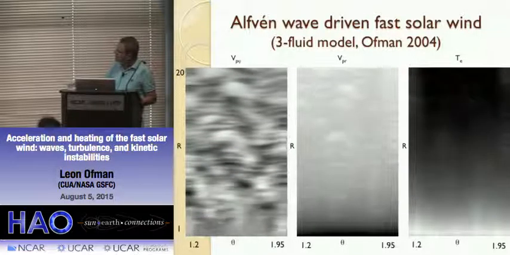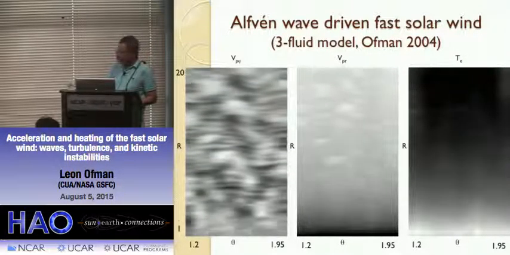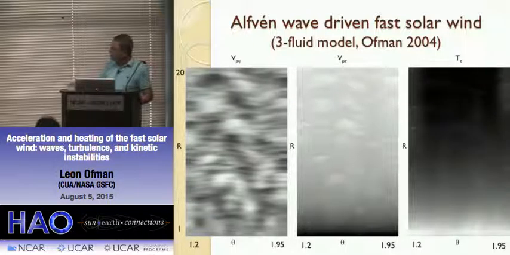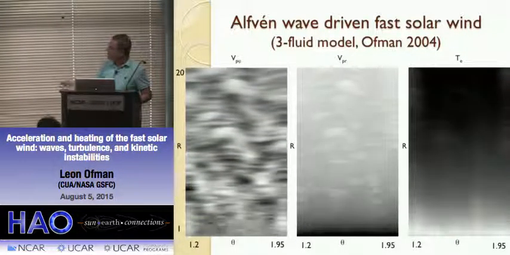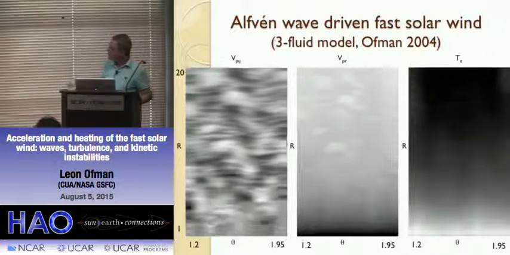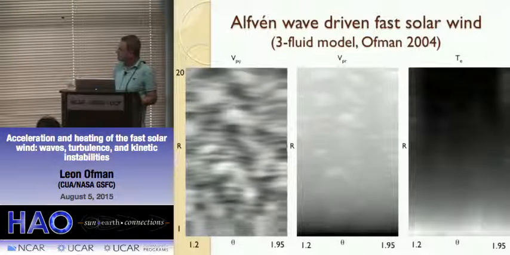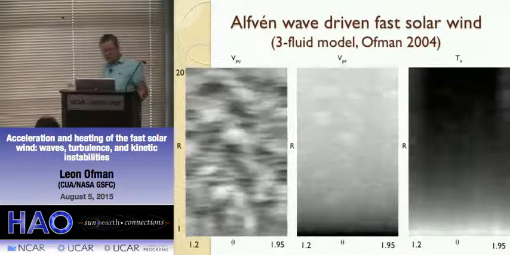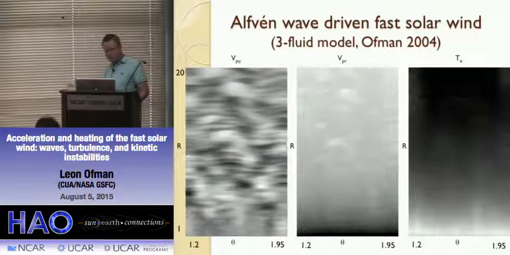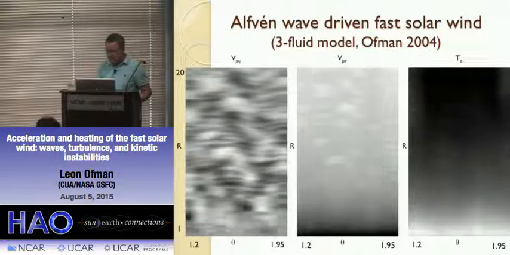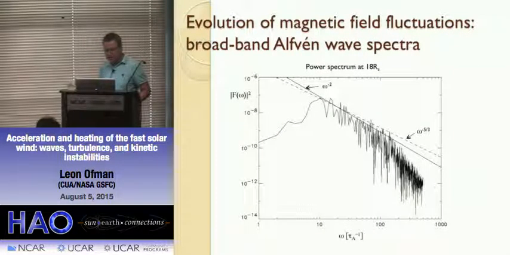And you can see here an animation of the solar wind fluctuations in the perpendicular direction. These are the power fluctuations. The solar wind is accelerating, and these are the electron temperatures obtained from such a model. Of course, you can also look at ions and their properties, and this is the spectrum that you can get from this model.